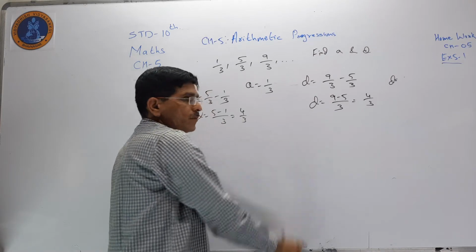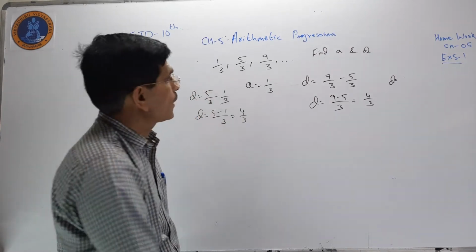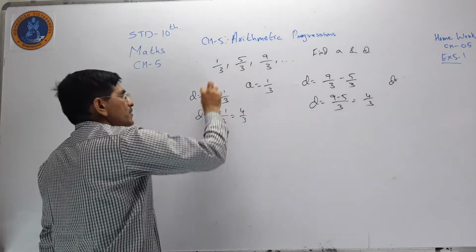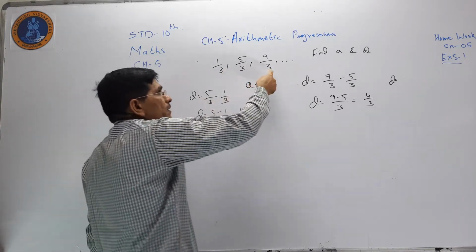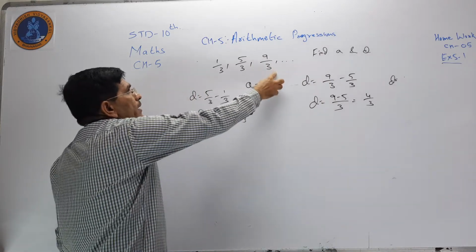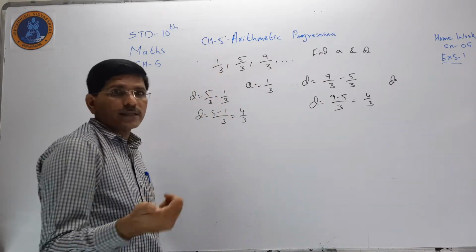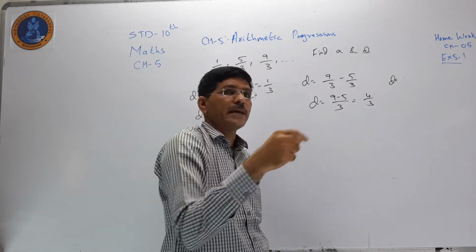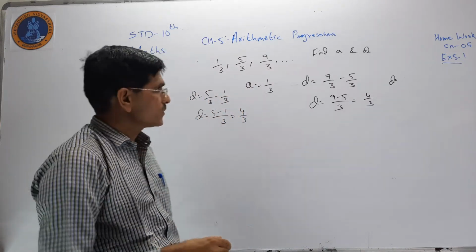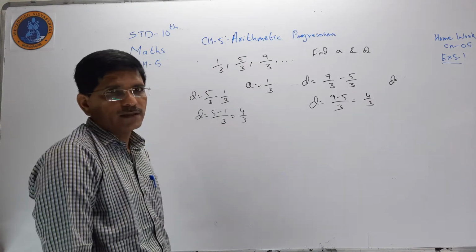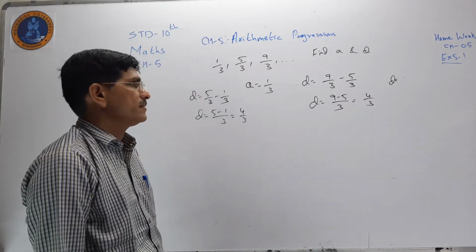If you see, both times D is the same. 3 terms are there. So from second to first I have to subtract, or third to second I have to subtract. We cannot do 9 by 3 minus 1 by 3. That is not the way. In the definition, we have a fixed number for each term. That is why D here is 4 by 3, D here is 4 by 3. It means our answer is correct.